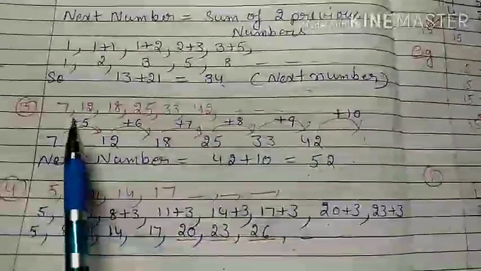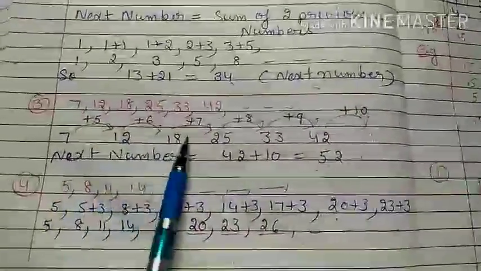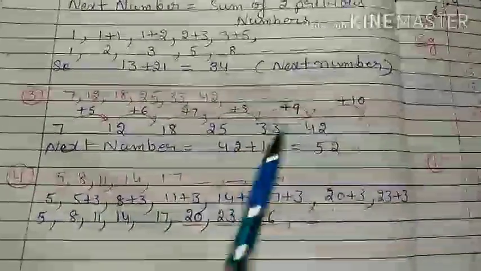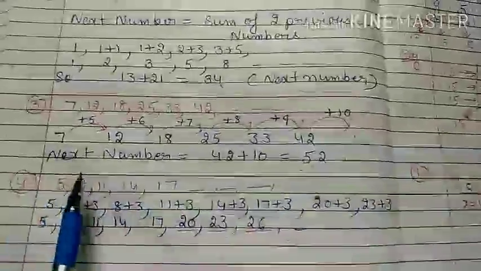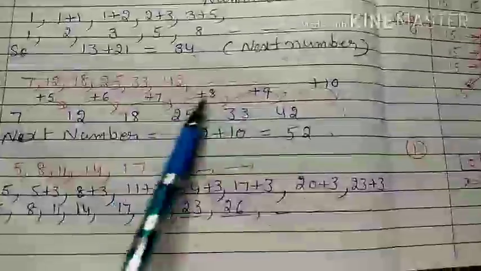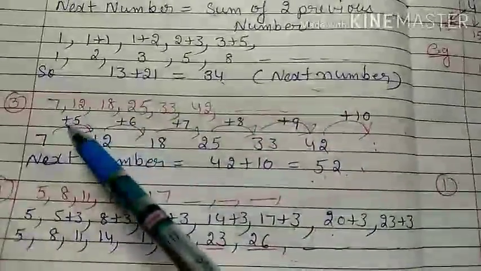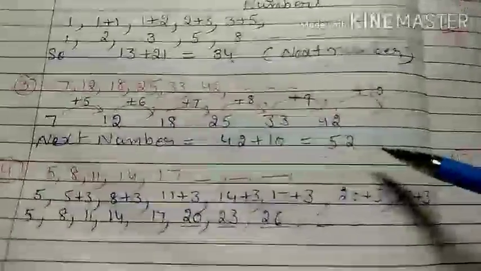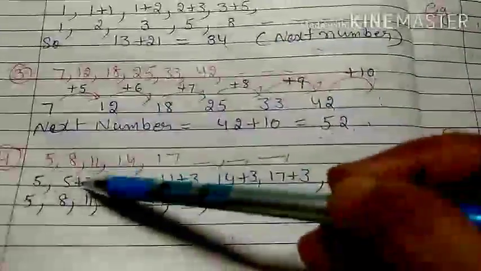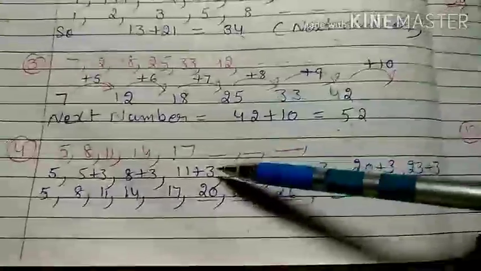In that case we have to find the next number. Like if I have the numbers 7, 12, 18, 25, 33, 42, and I check, it's a series where natural numbers are added one by one. 7 plus 5 is 12, then 5, 6, 7, 8, 9, 10. Obviously, natural numbers starting from 5 are added one by one to the previous number, and that will identify your next number.